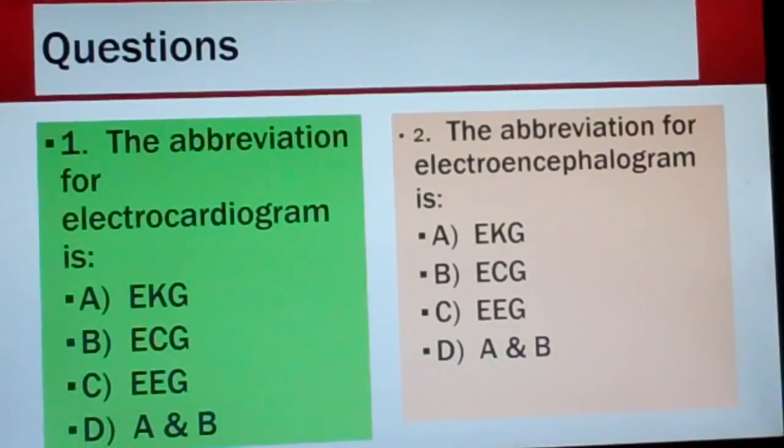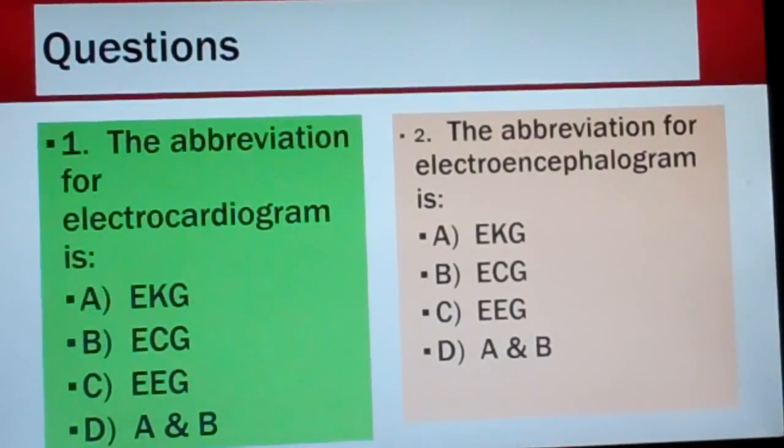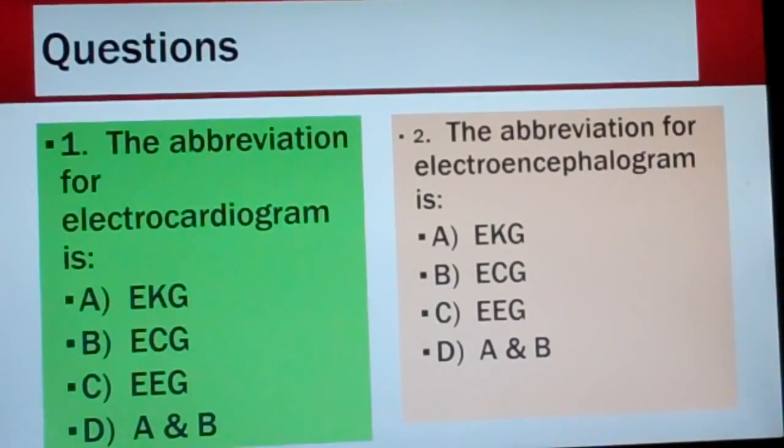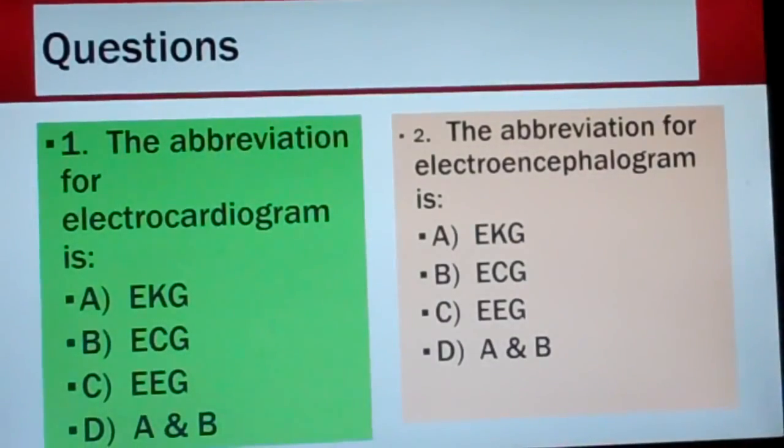Questions. Number 1, the abbreviation for electrocardiogram is A, EKG, B, ECG, C, EEG, D, A and B. And when I mean A and B, by the way, I mean these two, not the A and B is the abbreviation.